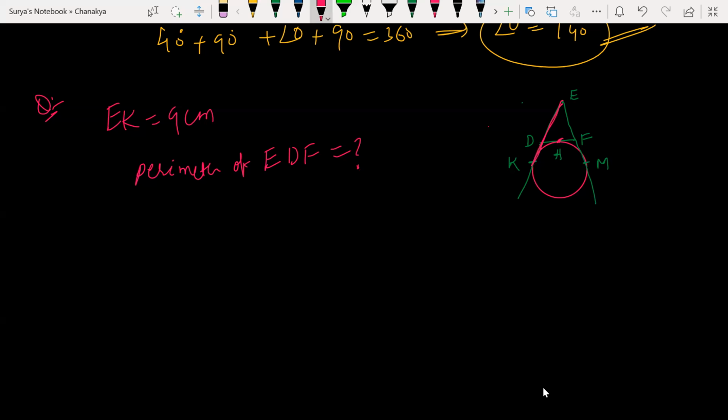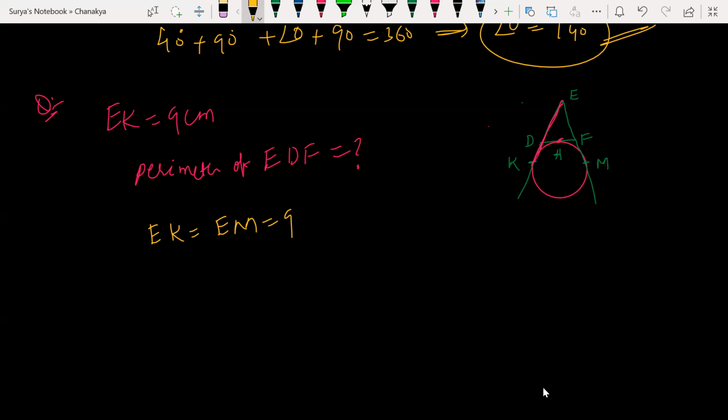Here, guys, what happened? Look, EK is given as 9 centimeters, so what will EM be? Both will be equal, right? Length of the tangents drawn from the external point to the circle will always be equal. We have read this already. Yes sir. We have learned this.